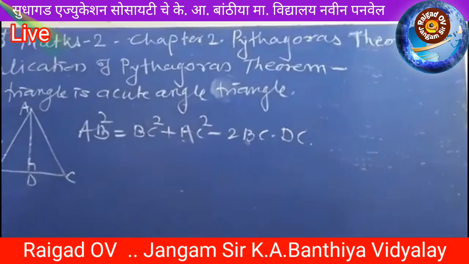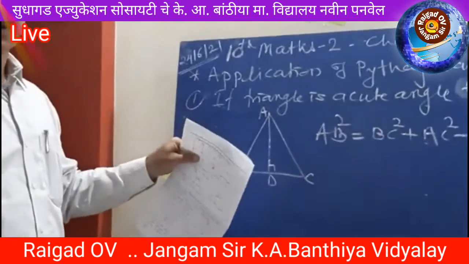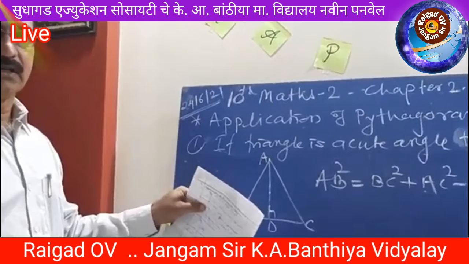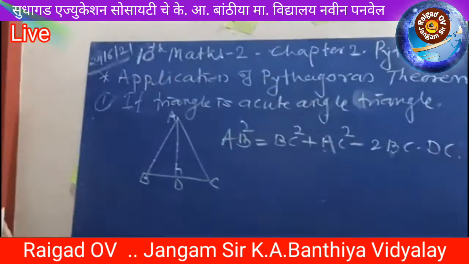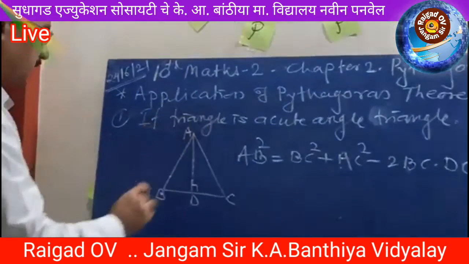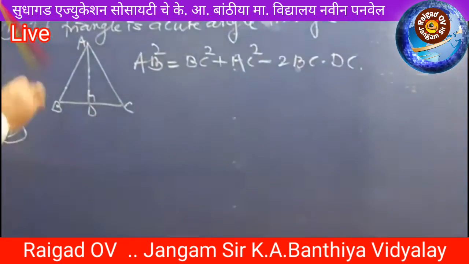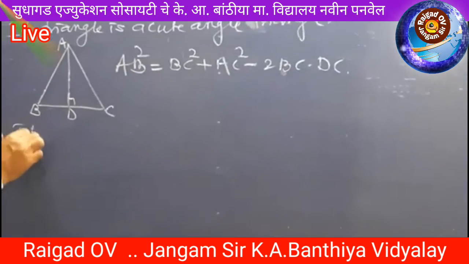The proof of this theorem, the proof of this application, is in the textbook. If you have more interest, then you can see the proof and try to solve it yourself. But here we need only the formula connected with this article. Now the second application, if the triangle is an obtuse angle triangle.